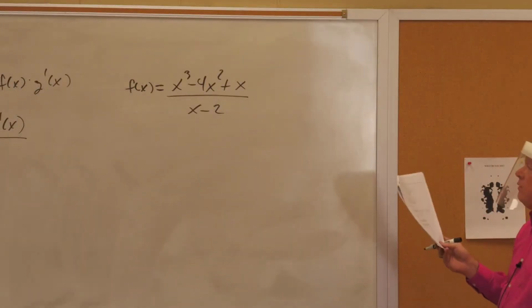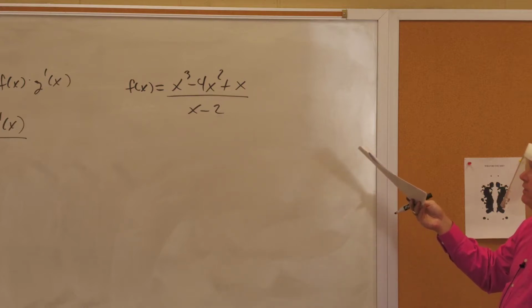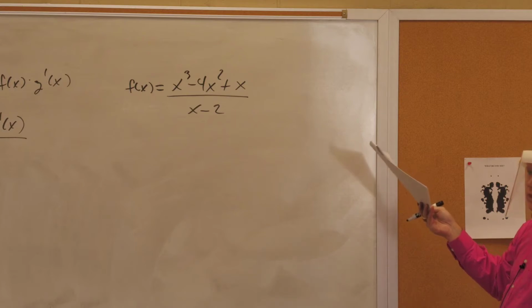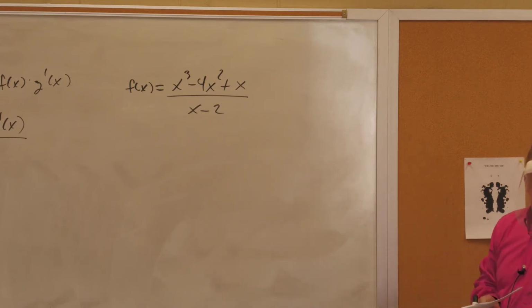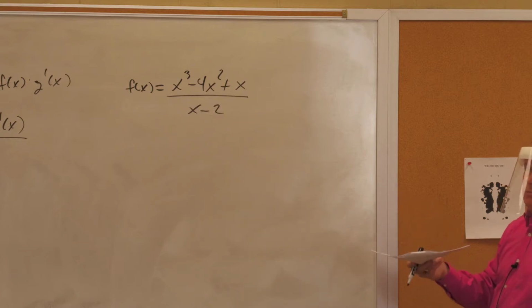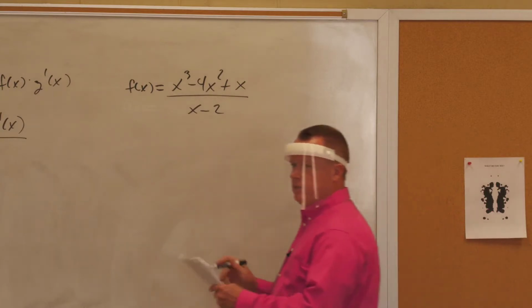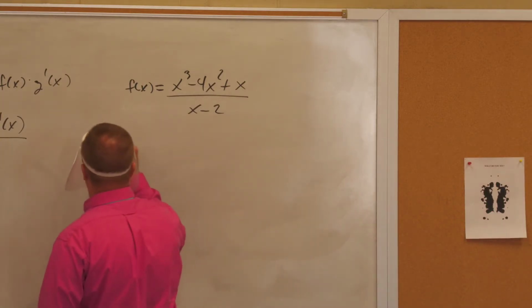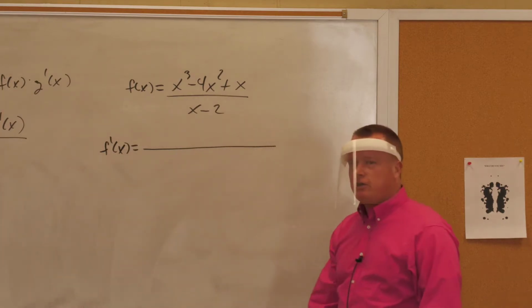Now, this is not one where you could, of course, you could factor an x out of the top, but then you get x squared minus 4x plus 1, which will not factor. That is prime, so it's not going to help any to factor it. So you could not do this one the way that we did them in the last section. Okay? Got to use the quotient rule. So with the quotient rule, where do we start?